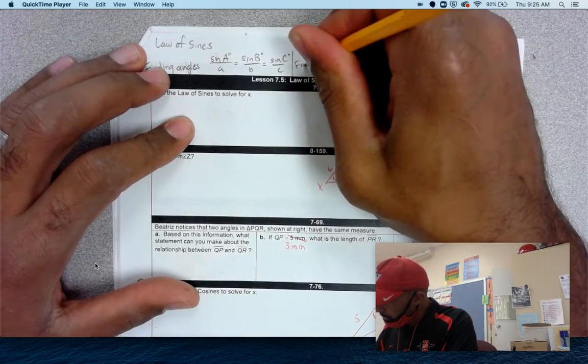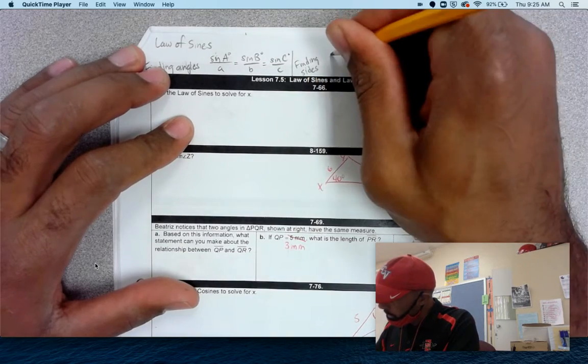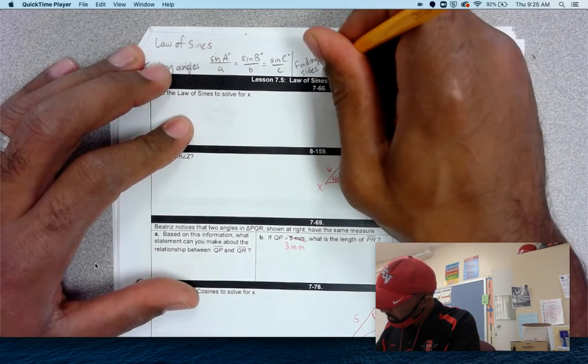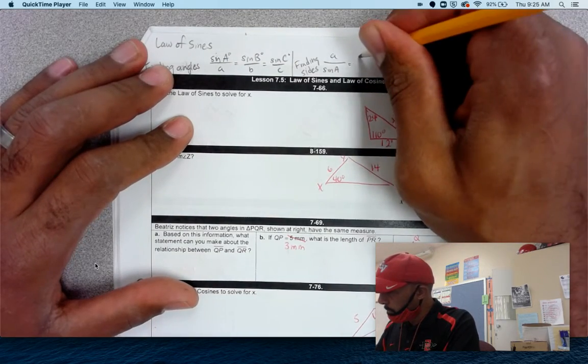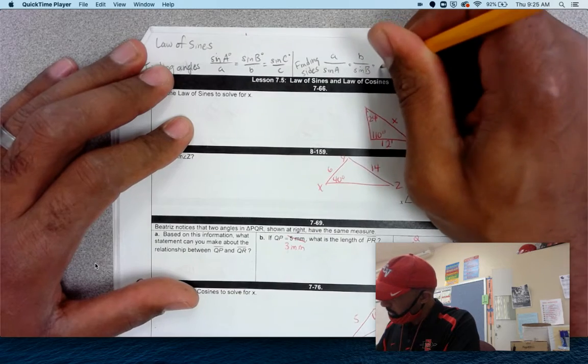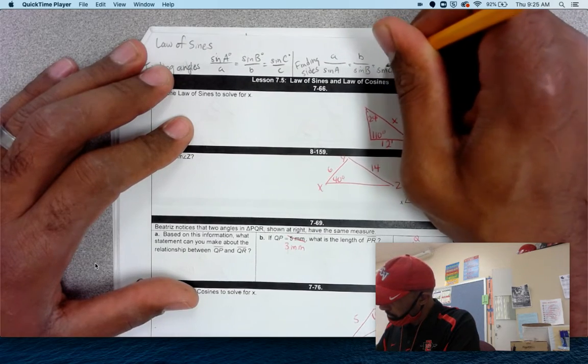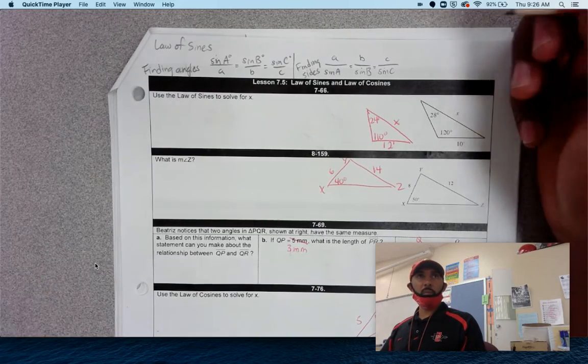So now finding sides, I put the little a on top, and I just put the sine of the angle on the bottom. So literally I'm just flipping this upside down. So this still works. Okay? So it just kind of saves you a couple steps when you're working through these.